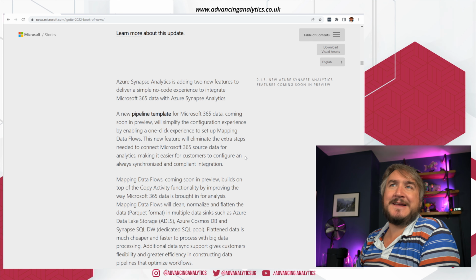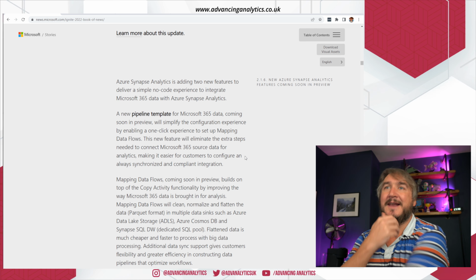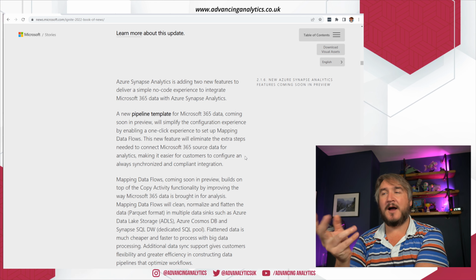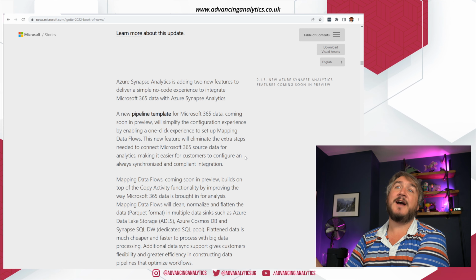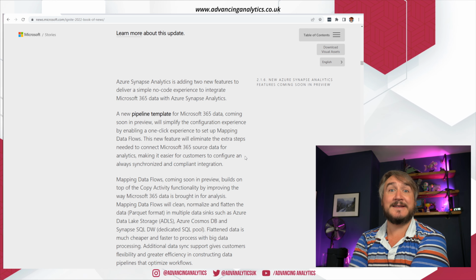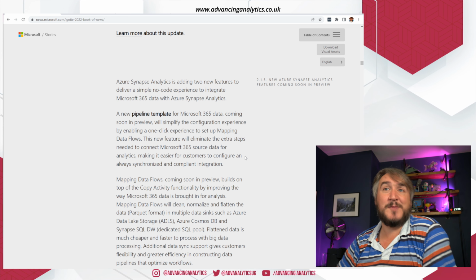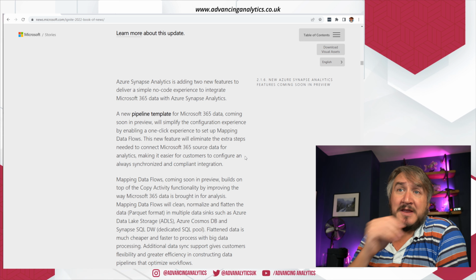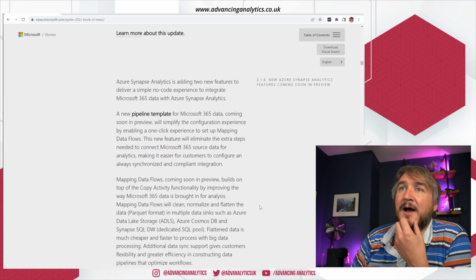One, we've got a new pipeline template, but specifically for Microsoft 365. Again, it's a little bit of a wizard to go through: I want to import this data, next. And that'll build a mapping data flow for you, sucking that data in and landing it into your Synapse estate. I've not had too big a dig into it, but again, interesting that we're deepening that integration, bringing things in.